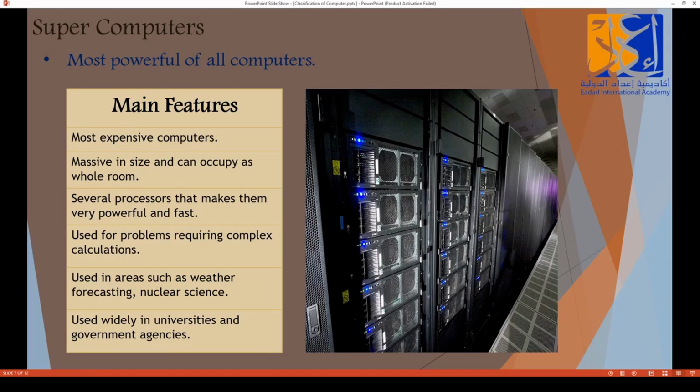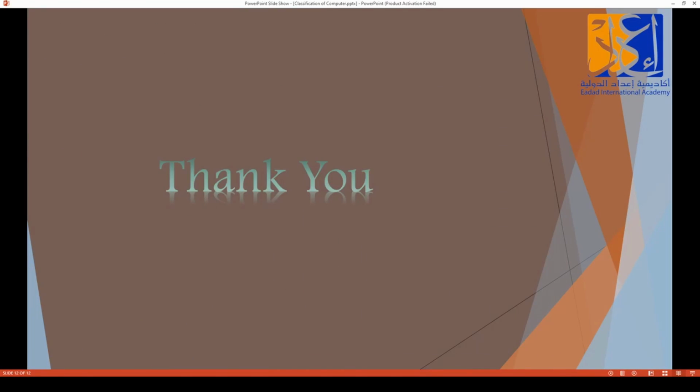Workstations are used in large organizations of software companies, software organizations, and supercomputers. They are also very expensive and they are very big. They need a whole room, and it is used mainly for weather forecasting, nuclear science, widely used in universities and government agencies. That's our lesson. If you have any question, please ask me.